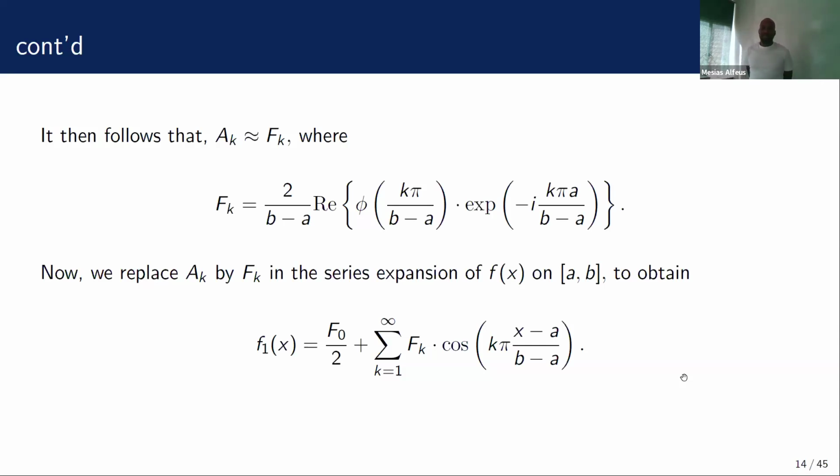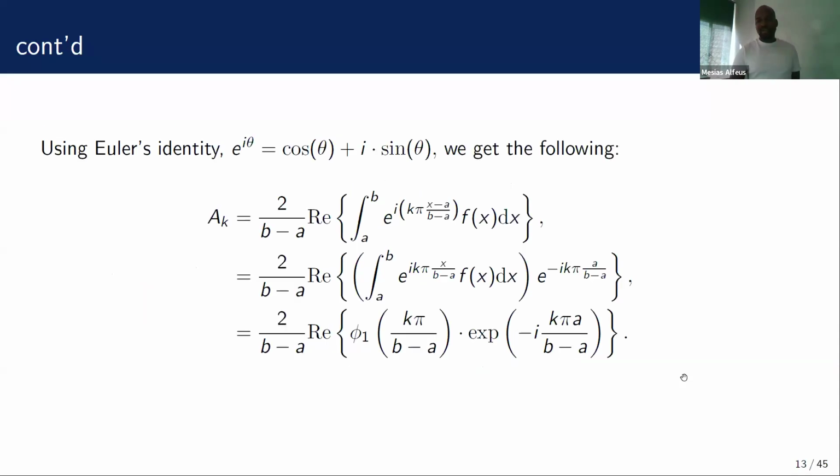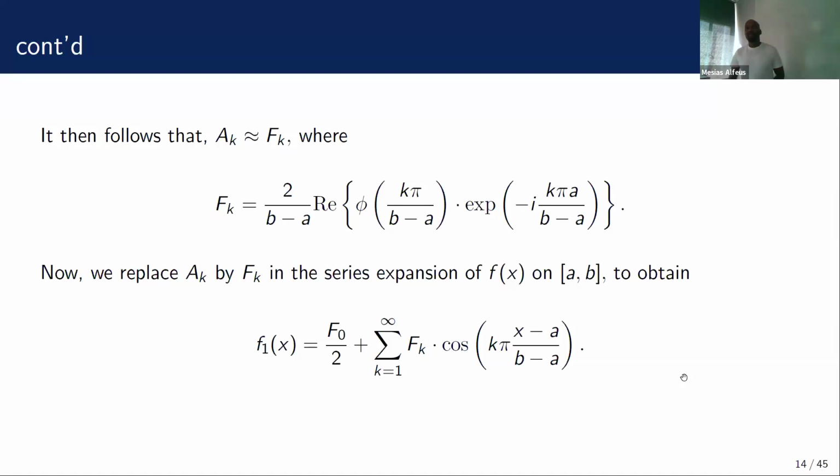So now, instead of the approximation there, which is phi 1, because then we integrate from A to B, we can put back the full Fourier transform. And then we can replace the AK by FK because they approximate each other. So we can use them interchangeably.